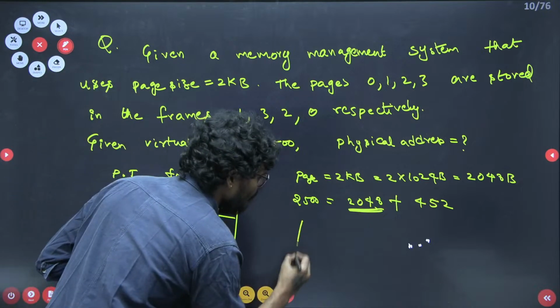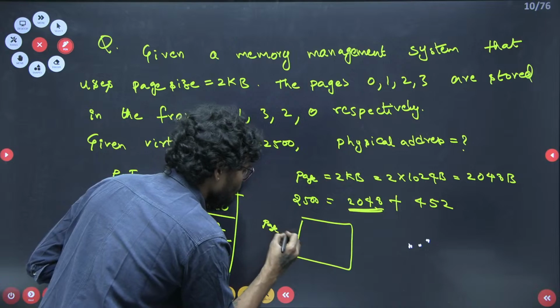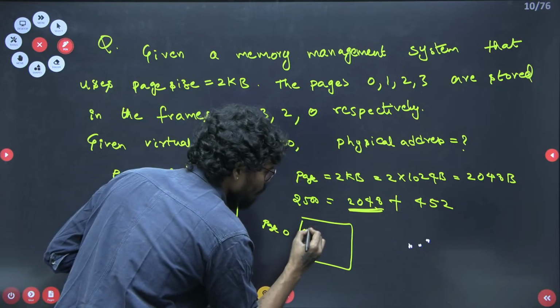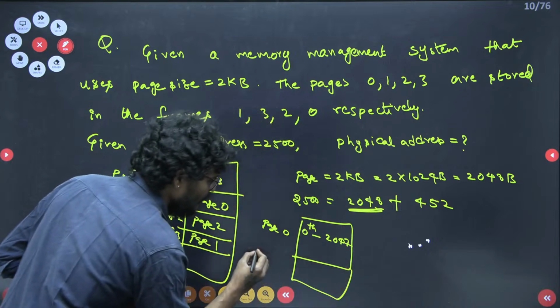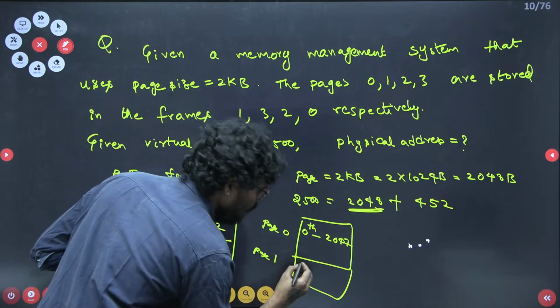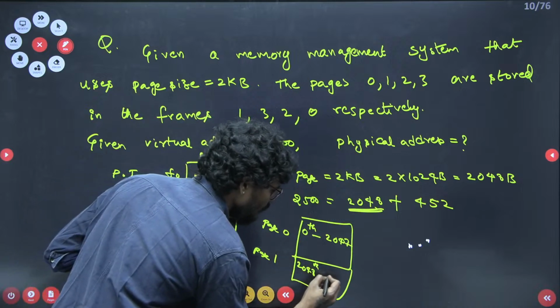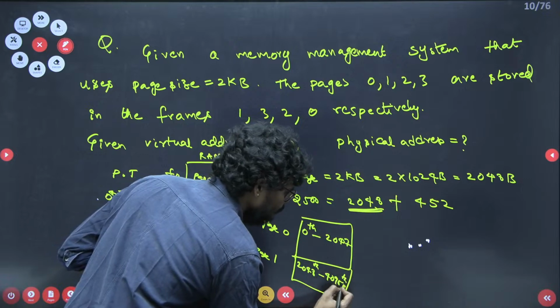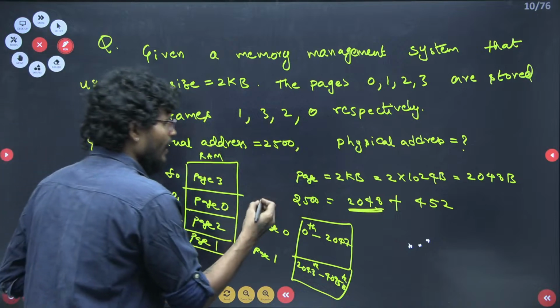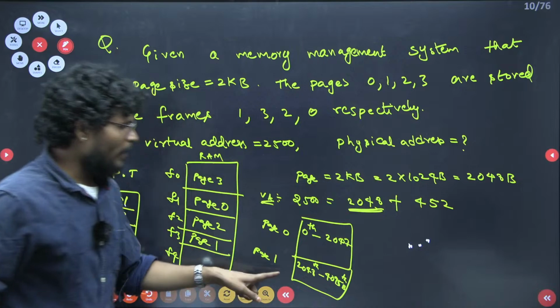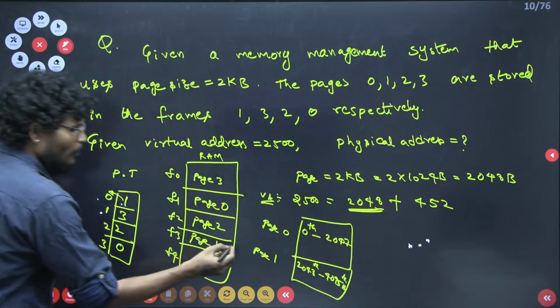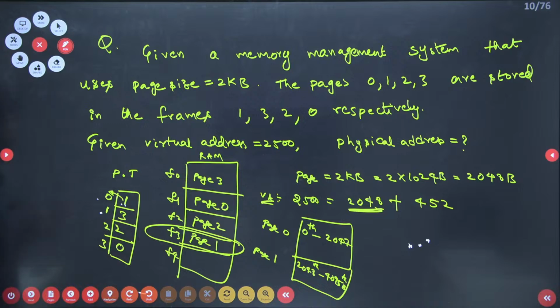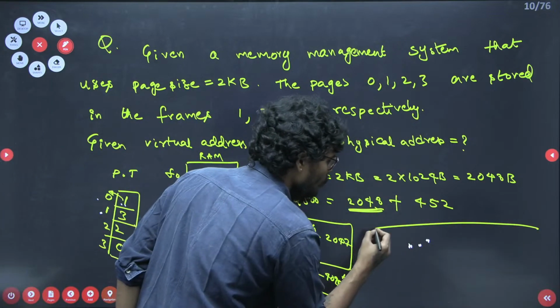So if you see here, in page 0 we have from the 0th byte till the 2047th byte, and then in page 1 we have from the 2048th byte till the 4095th byte, right? So our required virtual address is in page 1, and what is the offset there? 452. So where is our page 1? Page 1 is in frame 3. So on frame 3 we need to offset 452.